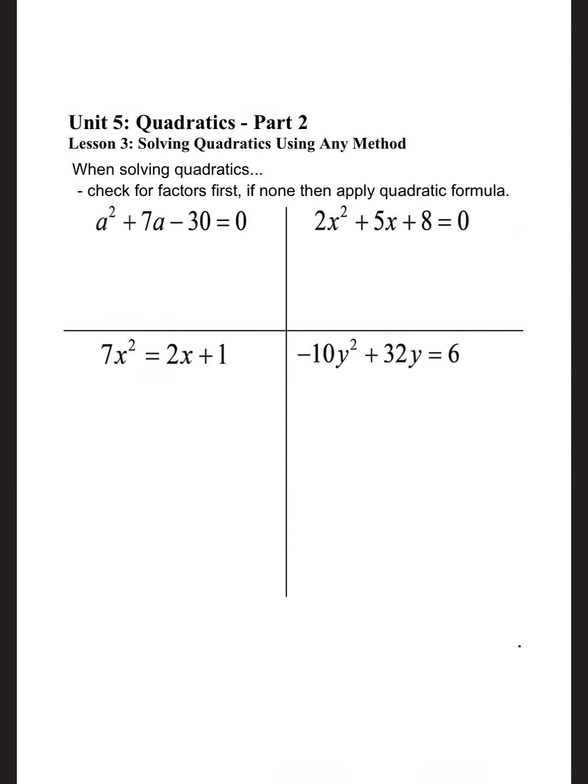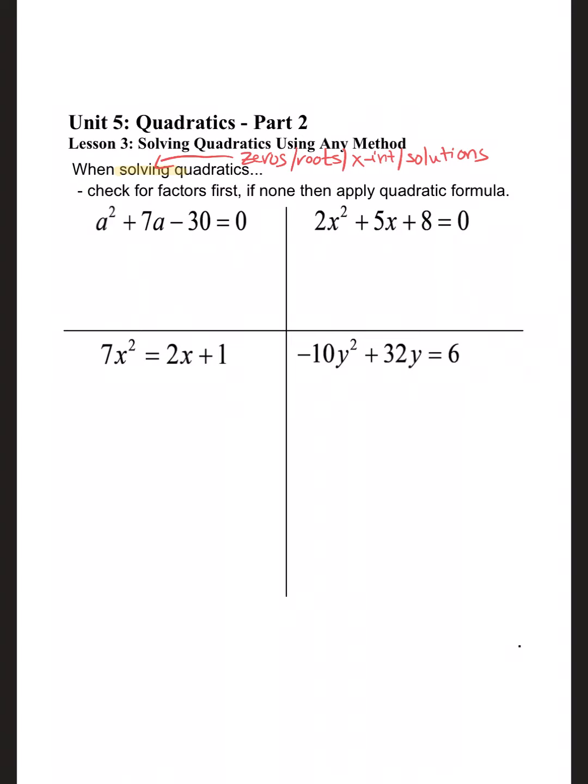Hello everyone. Today we're going to look at Unit 5, Lesson 3, solving quadratics using any method. So we've talked lots about solving quadratics and how when we are solving a quadratic, we are trying to find the zeros, the roots, the x-intercepts, the solutions, right? All those words mean the same thing. So whenever you're trying to solve a quadratic, you're trying to find the zeros.